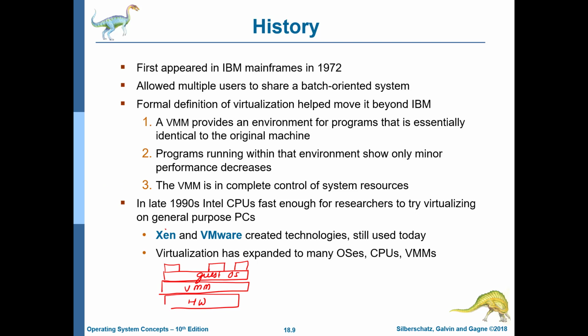So Zen, of course, was para-virtualized in the sense that if we are running Linux on Zen, some modifications have to be done to Linux to run on Zen. Linux will not run as is, but VMware pretty much changed all of that in the sense that we just run Linux on native hardware and it runs. So virtualization, of course, after that has expanded to many OSs, CPUs, VMMs, and so on.